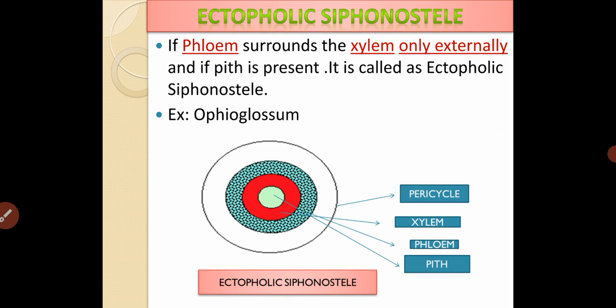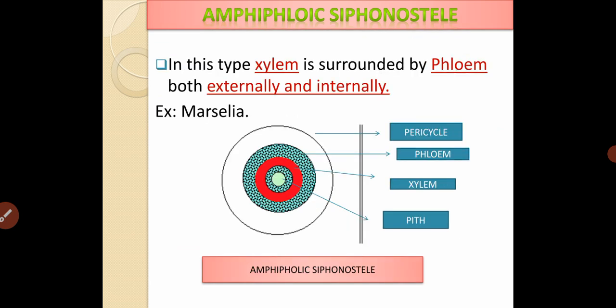Example, Ophioglossum. Siphonostele means it is the stele in which pith is present. Ectophloic is the condition where phloem surrounds the xylem only externally. Example, Ophioglossum. Amphiphloic siphonostele. It is the condition in which xylem is surrounded by phloem both externally as well as internally. Example, Marsilea.